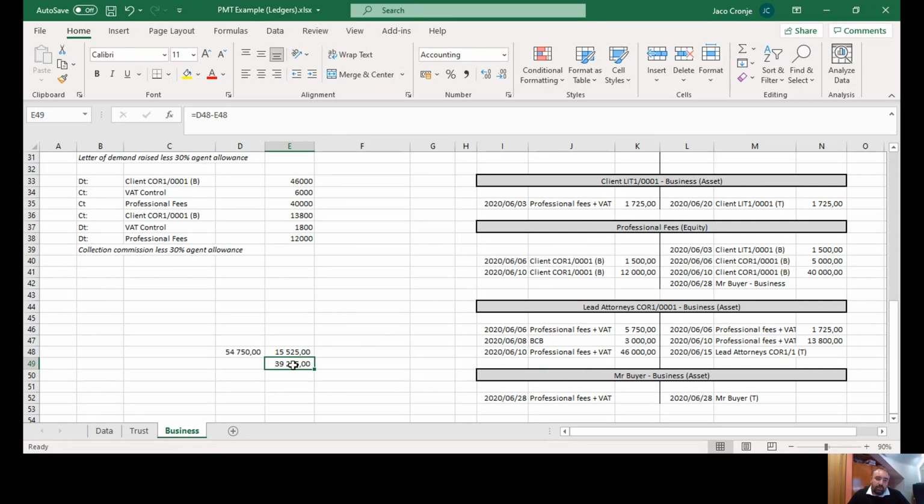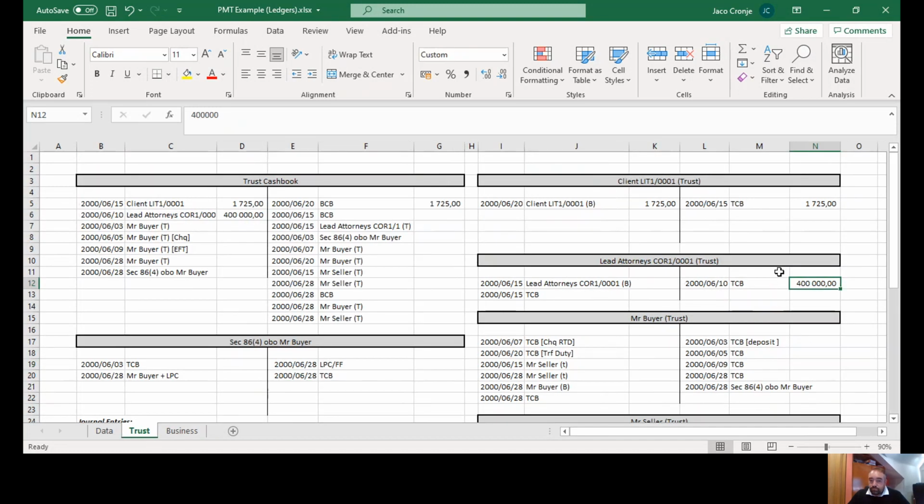So which one's smaller, 39,225 or 400k? Obviously the 39. So the amount that I've got available for trust to business transfer is 39,225. So now let's remember there's two steps to a trust to business transfer, the value step and the cash step. So what is the value step? The value step is where I go and I say, okay, I'm going to take 39,225 of your 400k.